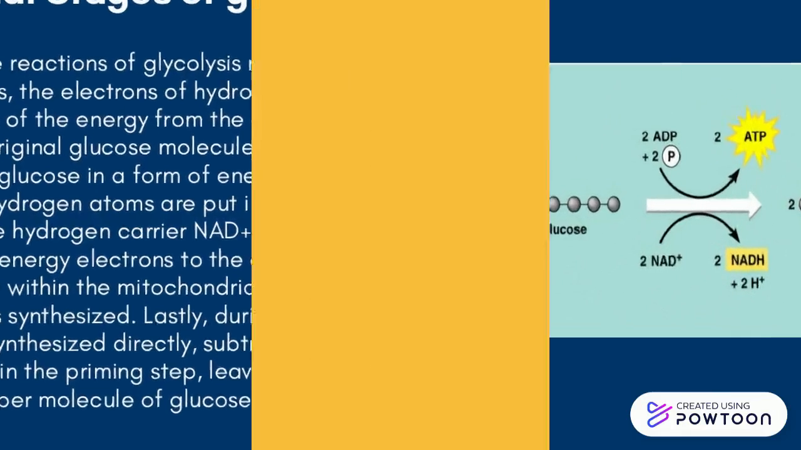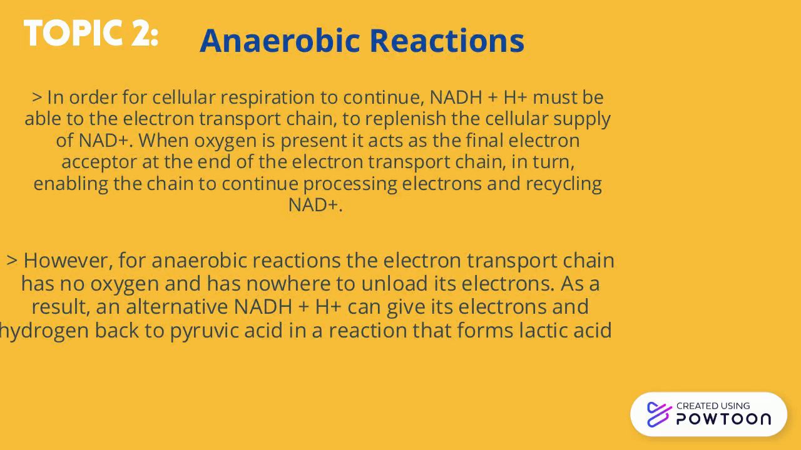This slide is going to be going over anaerobic reactions. For aerobic reactions, oxygen has to be present in order for the chain to continue processing electrons and so on and so forth. However, for anaerobic reactions, the electron transport chain has no oxygen.